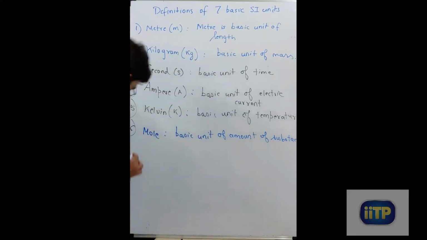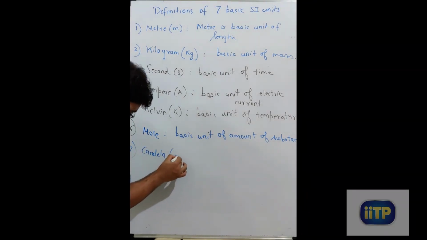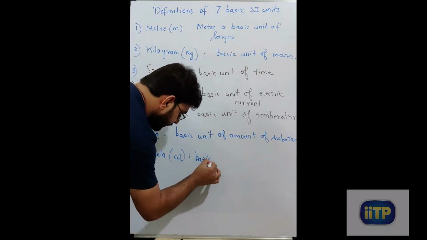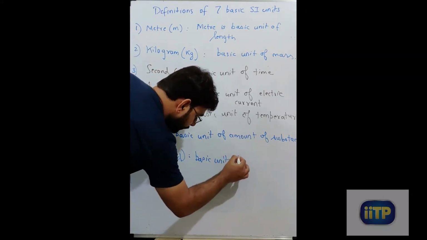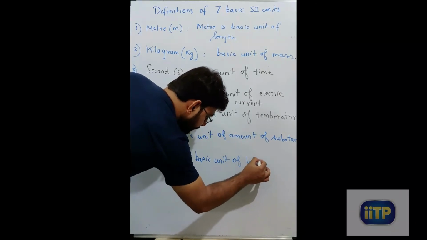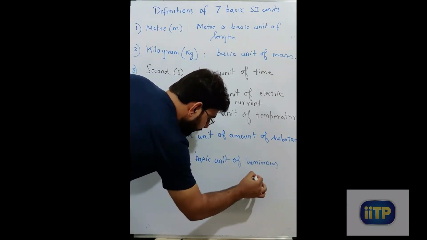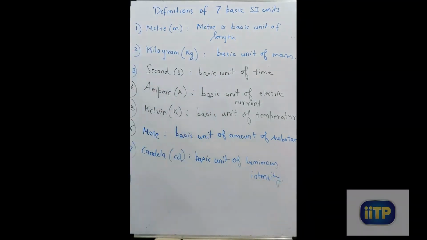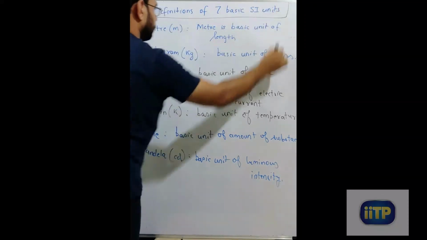Last but not the least, seventh, candela. Candela is nothing but CD, which is the basic unit of luminous intensity. So these are the definitions of 7 basic SI units.